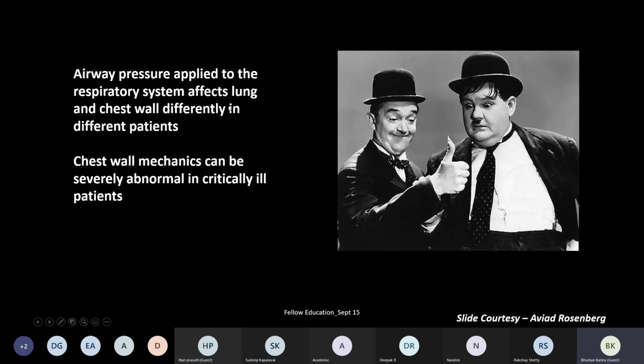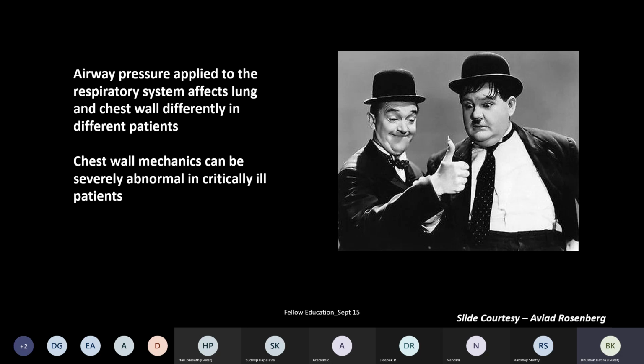So the airway pressure applied to the respiratory system affects lung and chest wall differently in different patients. What we give at the airway, at the endotracheal tube, will be used to inflate the lung and to push the chest wall away. If the chest wall is thicker and exerting more pressure, then more pressure will be required to move it. Also, we know that chest wall mechanics can be severely abnormal in critically ill patients. They need not be fat or obese, super obese.